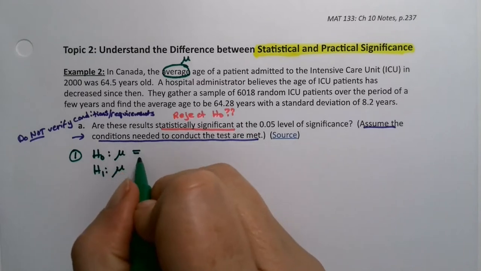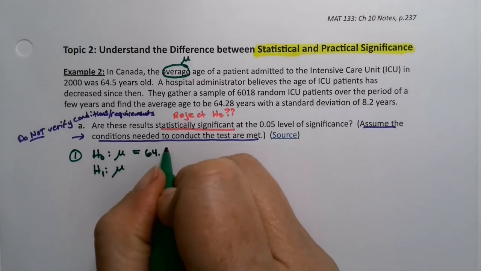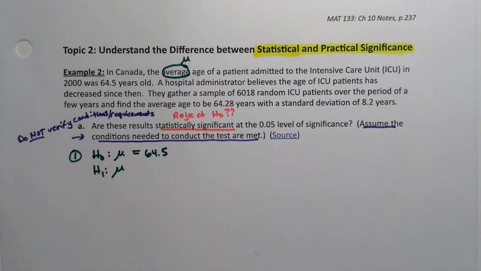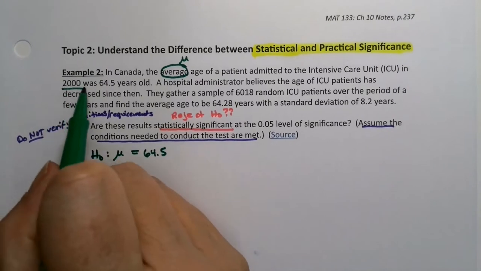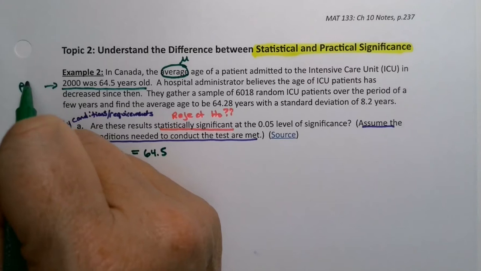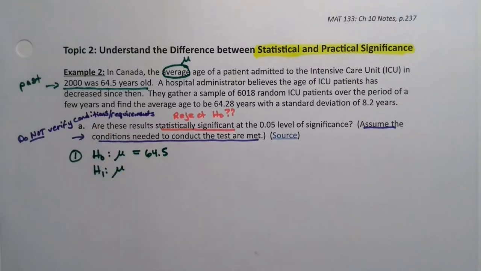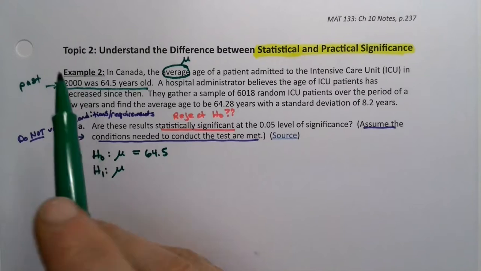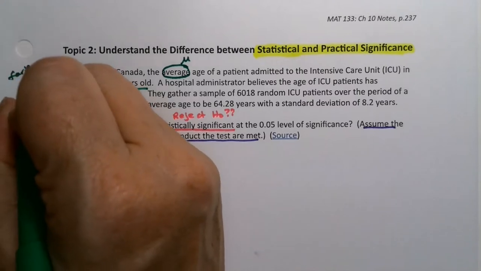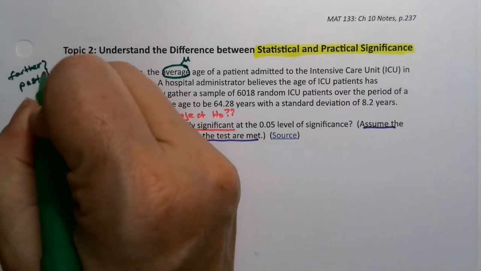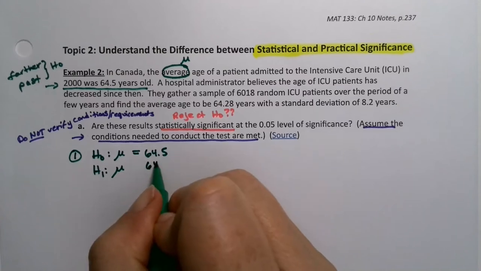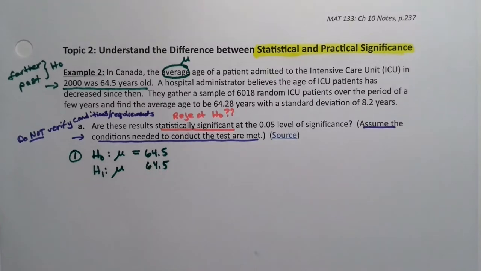All right, so we assume that the mean is 64.5 because that's what it was in the past. That can throw a lot of students as how do you know which one to assume? The past tends to be what's assumed, the farther past, right? So these are both in the past, but this one's farther in the past. So whichever one's in the farther past, that's the one that's H naught. So that means it's 64.5, and that means this number is also 64.5. It's going to be the same number for both of them.